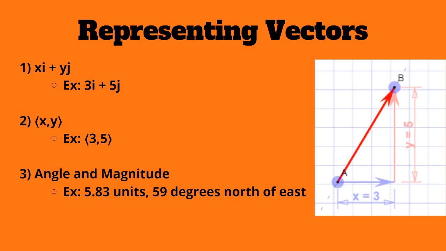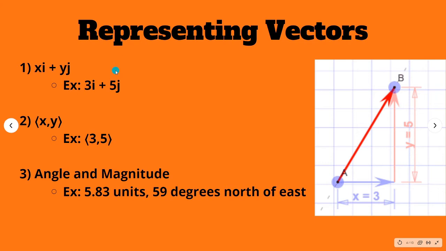Now, there are different ways you can represent vectors. So whenever you're writing it out, the first way, as you can see up here, is this xi plus yj notation. And what that's doing is basically separating the vector into its different components. So for example, here you'll see for the x component, you'll have an i to represent that, and for the y component, you'll have a j to represent that.